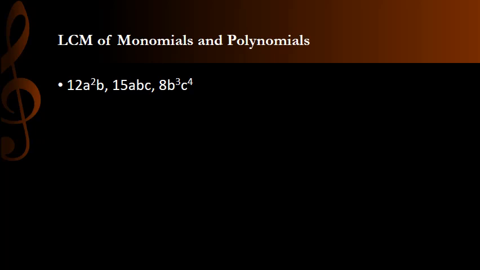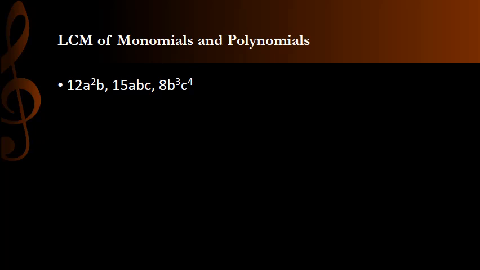But we're going to start off here by finding the least common multiple of first monomials, and then we're going to look at a polynomial. The least common multiple contains each factor the greatest number of times it appears as a factor. So here we've got three monomials: 12a squared b, 15abc, and 8ab cubed c to the fourth.